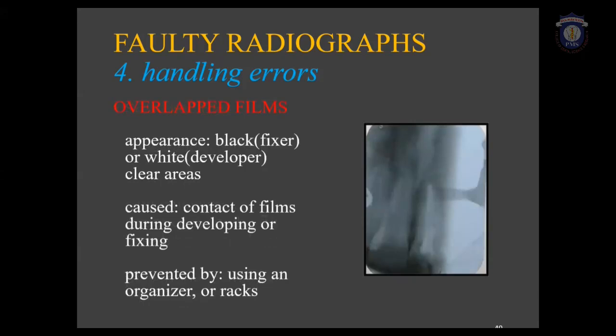Overlapped films. A black appearance is due to the fixer, and a white appearance or clear areas are due to the developer. This occurs due to contact of films either during developing or fixing. So to avoid this, use film holders and keep each film at adequate space.